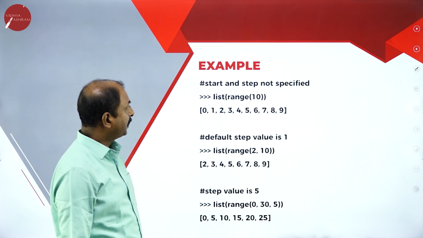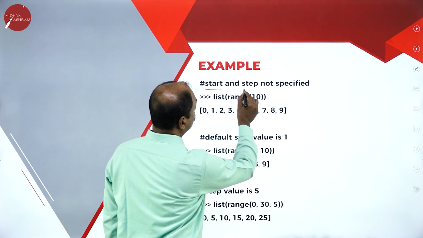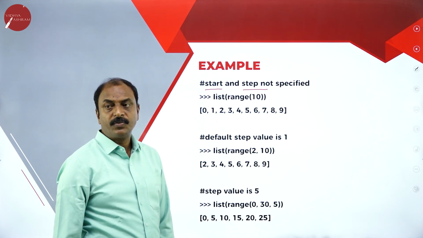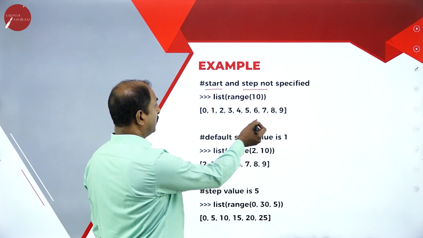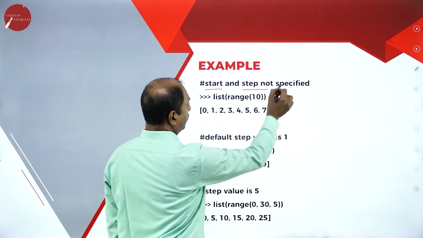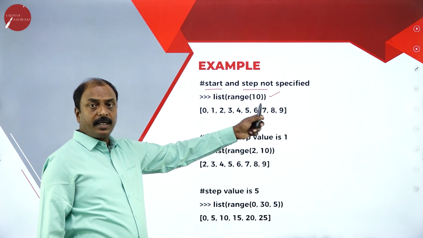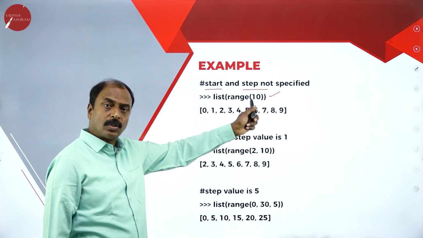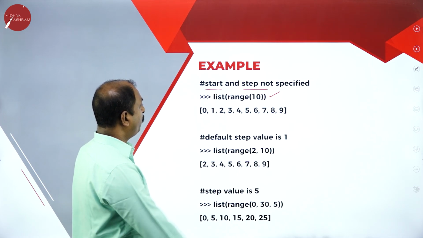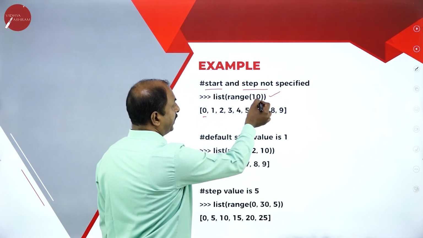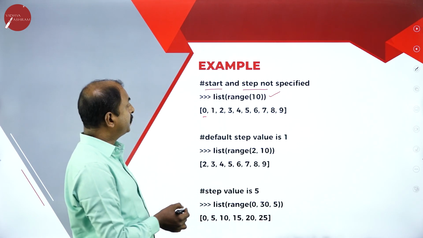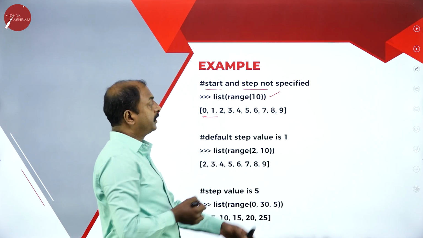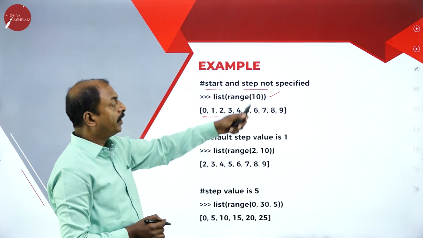Now let us see the example here. In this one, start and stop are not specified, which means there are different methods to use the range function, and one of them is this one. list of range of 10 means we are going to generate a list of 10 numbers. In this example there is no starting value and stop value, but by default it starts with 0 and takes 10 as the last number. So it generates a list from 0 up to 9, excluding the last value. That is the definition of the range function.